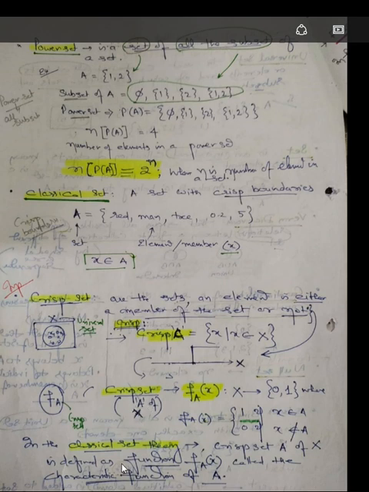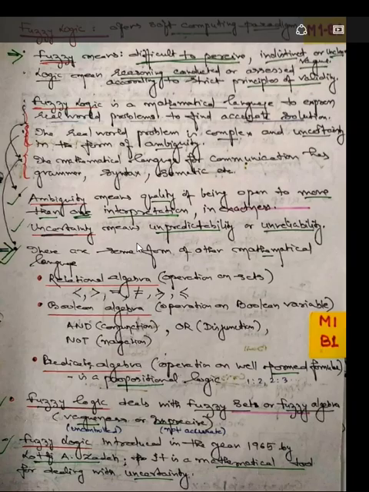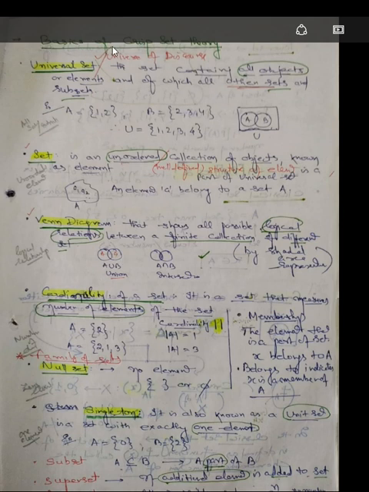In the classical set theory, the crisp set A of x is defined as the function fA of x, called the characteristic function of A. So keep it in mind that in the classical set theory, the crisp set A of x is defined as the function fA of x, called the characteristic function of A. So this is what we have basically seen under fuzzy logic, with respect to the basics of crisp set theory.